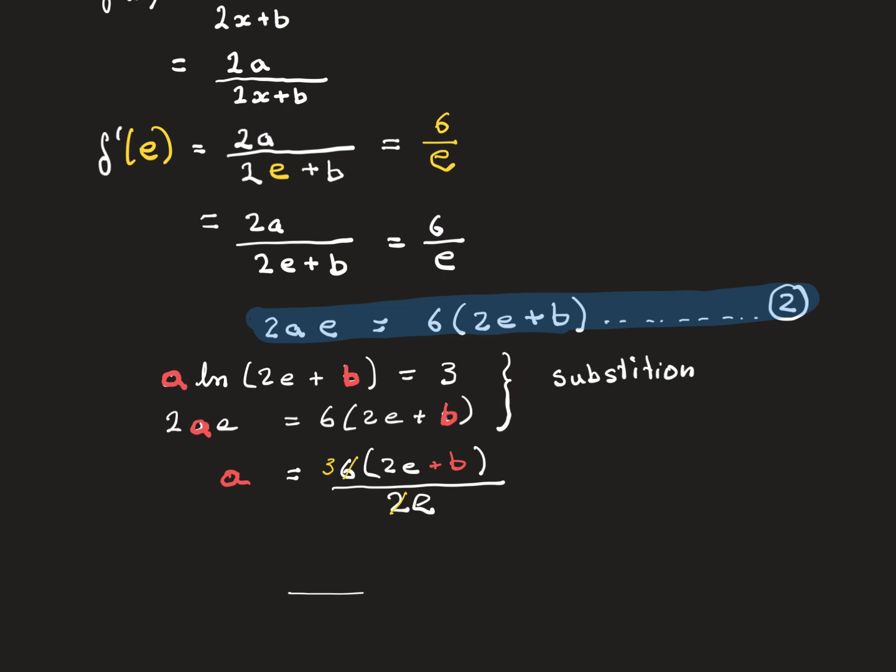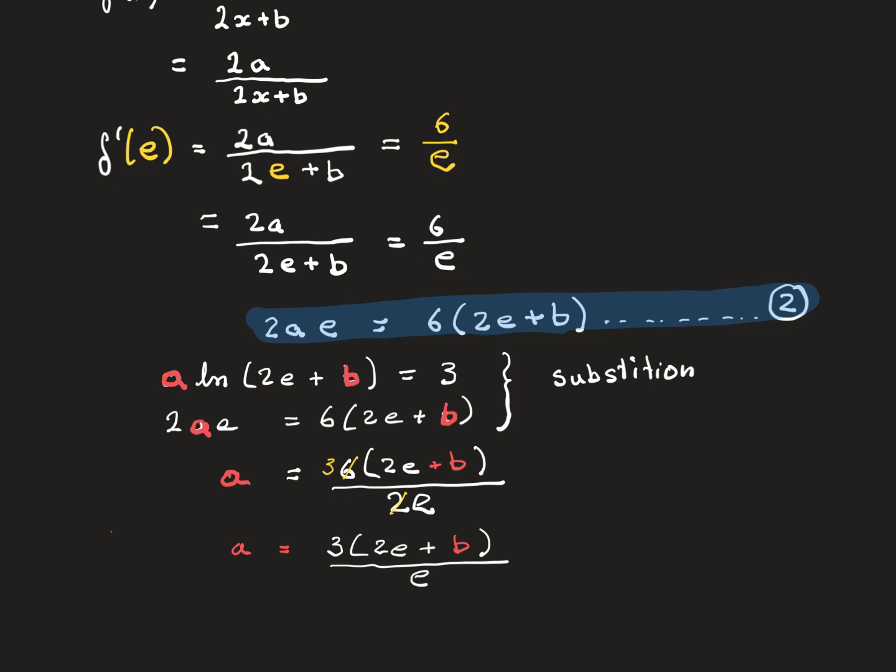Now we've got a is equal to 3 times 2e plus b, over e. I think we're about ready to start substituting. That a can now be substituted. That whole expression, let's see if we can substitute it all the way into equation A.